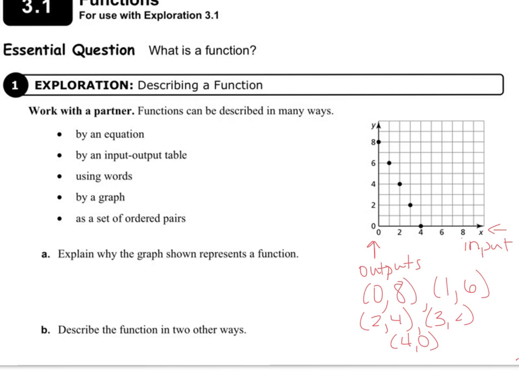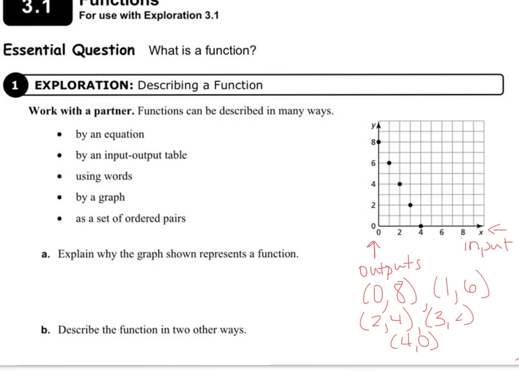So this represents a function because it passes something that we'll talk a little bit more about in a minute, which is the vertical line test. At no point can I have an input, for example, when I put an input of 0, the only thing I get out is 8. I don't get a 6, I don't get a 4. Now when I move over to 1, I get a 6. I don't get any other output.